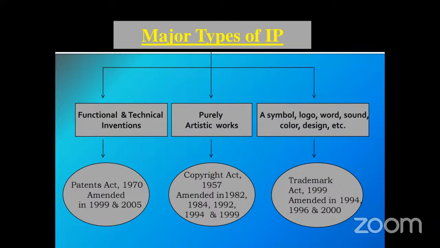Whenever we talk about an act, it gives us the idea of how something is being protected, how much time it is protected for, what the rules and regulations of this copyright are, and what punishments are given to the person who violates the intellectual property regulations. All these things are covered under the Copyright Act. The Copyright Act came in 1957, and there were also amendments in 1982, 1984, 1992, 1994 and 1999.